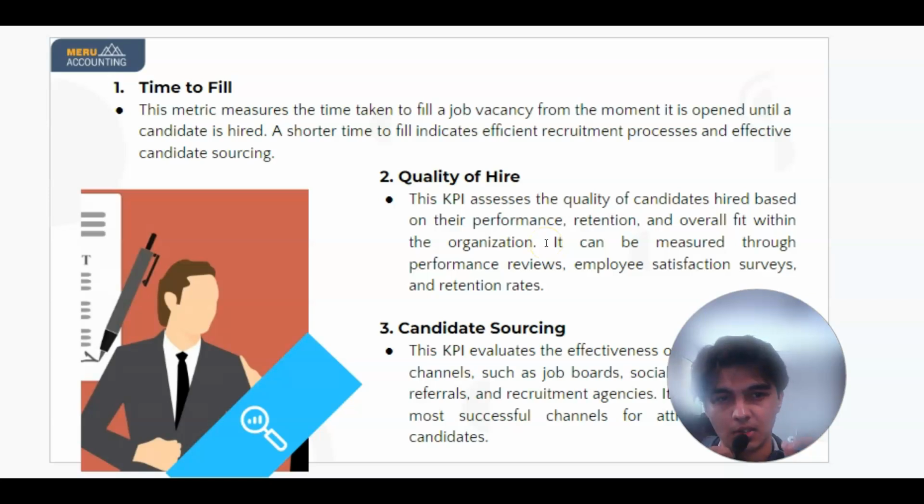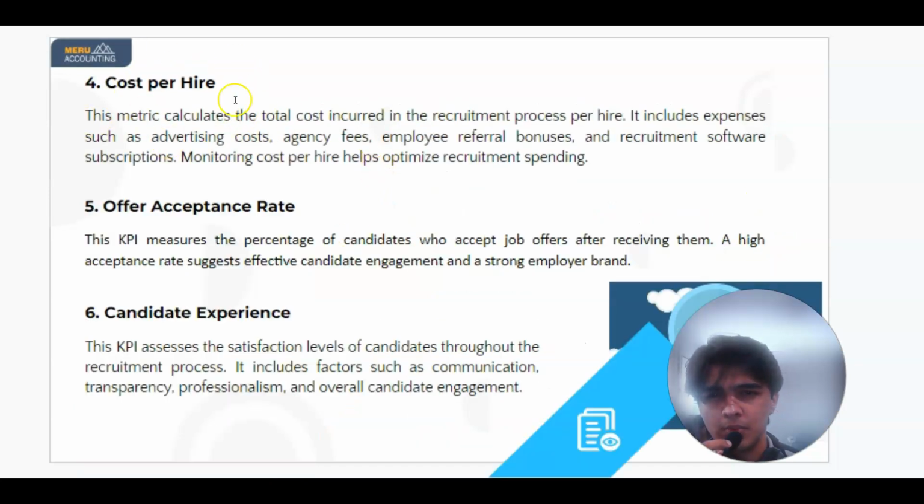This indicator assesses the quality of the candidate that has been hired based on their performance, their retention, and overall fit within the organization. Candidate sourcing. This indicator will evaluate the effectiveness of various sourcing channels such as job boards or social media platforms or referrals or maybe any other recruitment agencies. It helps you to identify the most successful channel to attract qualified candidates to your firm. Cost per hire. This indicator calculates the total cost incurred in your recruitment process.